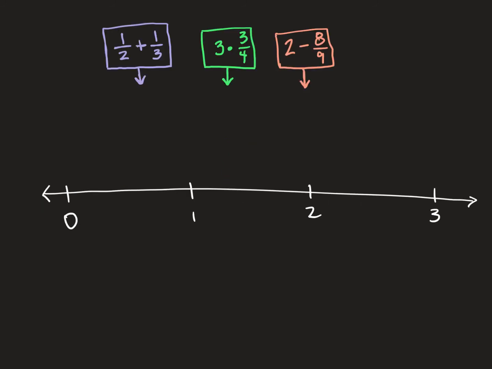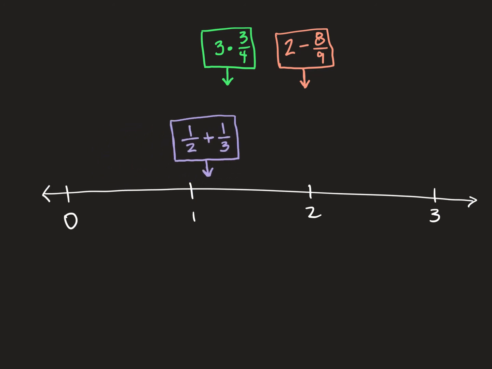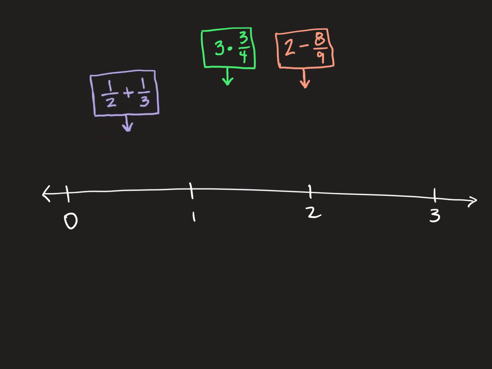Okay, getting a little bit more complicated now, but use your estimation skills. It will really help. So this first one right here, we have 1/2 plus 1/3. Well, what do I know about that? I know 1/2 would be right there, and I'm going to add 1/3 to that. Does that put me over 1 or does it put me less than 1?